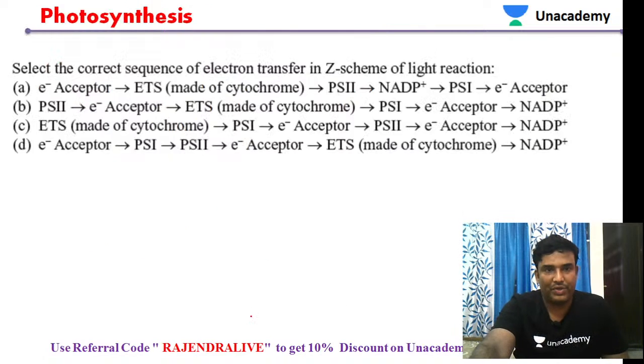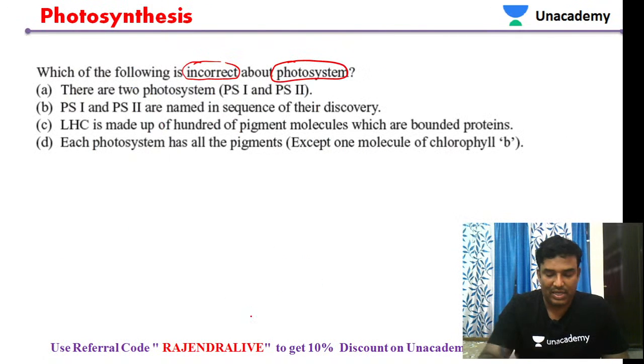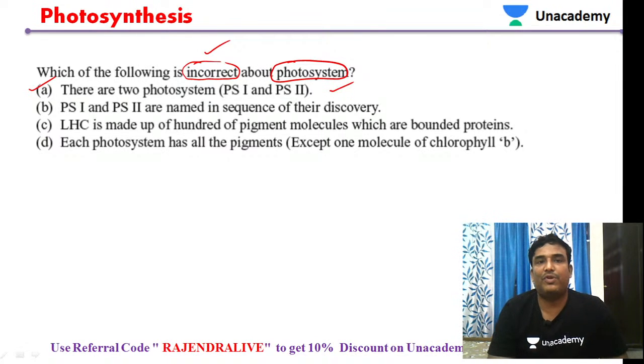Before discussing this mechanism, let us answer this question, then we'll go back to the mechanism once again. Which of the following is incorrect about photosystem? There are two photosystems in the given diagram, photosystem 1 and photosystem 2. Photosystem 1 and 2 are named in sequence of their discovery, so this is the right statement. The first photosystem identified is named photosystem 1 and the second is photosystem 2.